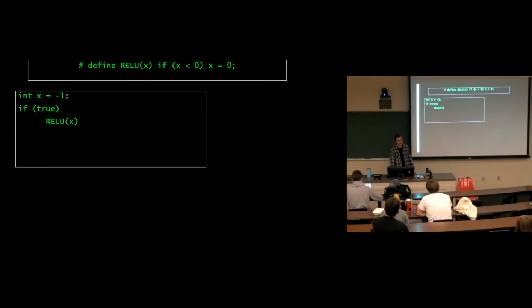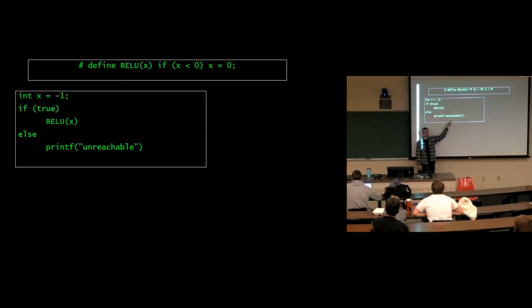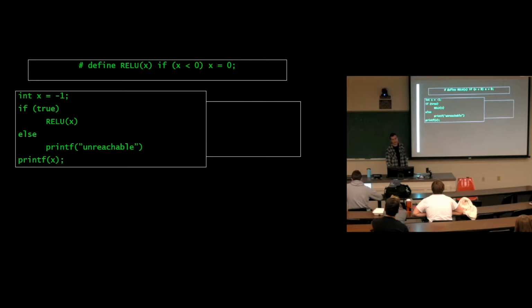All right. Let's take this program. We've got x is negative 1. If true, ReLU x, else unreachable. This is unreachable because we've got an else here, but the if was true. So if this even compiles, it's certainly unreachable, because you could never get there. Again, ignore my usage of printf. I did not know that the first parameter has to be a string. So what gets printed? All right, it's 0. Because negative 1 is negative. If true, ReLU of x, well, x is less than 0. So we assign x to be 0, and then we print it.